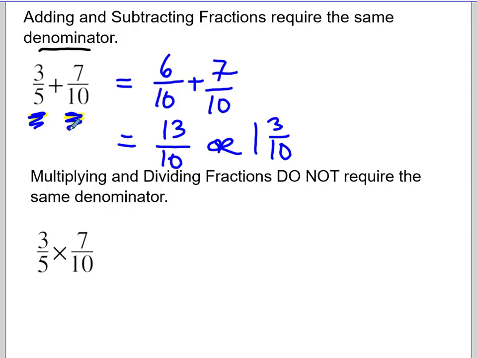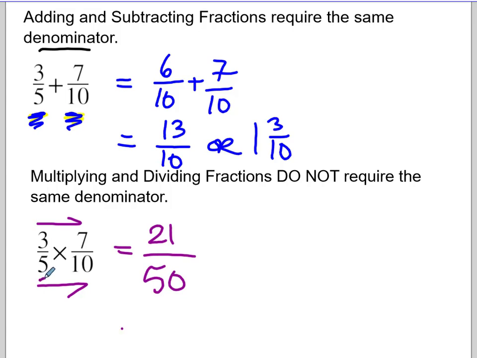Okay, for doing multiplication, we do not require the same denominators. So multiplication, or division for that matter, do not need the same denominators. So if I multiply across the top here, I get 21. Multiply across the bottom, I get 50. That's as low as terms go. 21/50 is the answer. Okay, and that's a really big difference than 1 and 3/10.